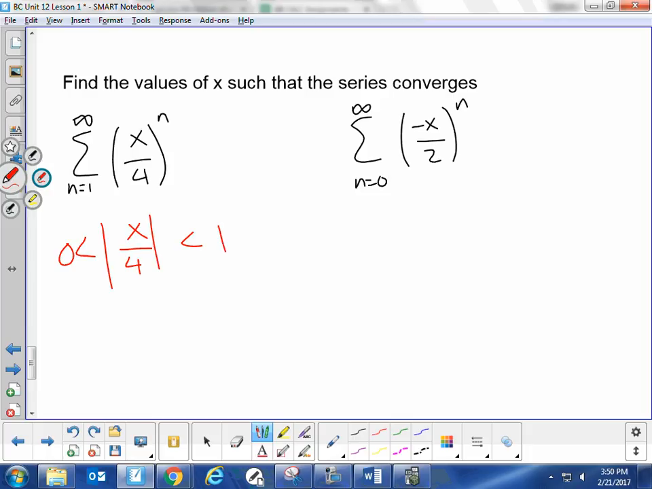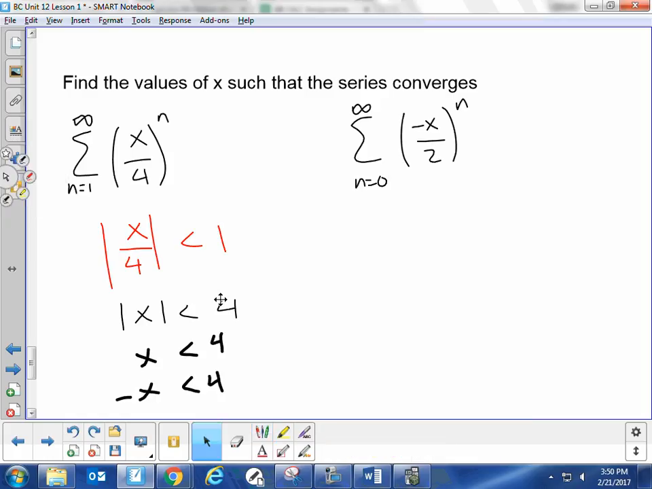Typically, you don't have to worry about the whole between 0 and 1, just making sure that your values do not equal 0 is good. Now, how do I handle this? Thankfully, we can multiply both sides by 4, and I'd have the absolute values of my x's have to be less than 4. Well, to deal with an absolute value with an inequality, we have to understand that x's could be positive or negative. So we'd say, okay, my positive x's have to be less than 4, but my negative x's also have to be less than 4.